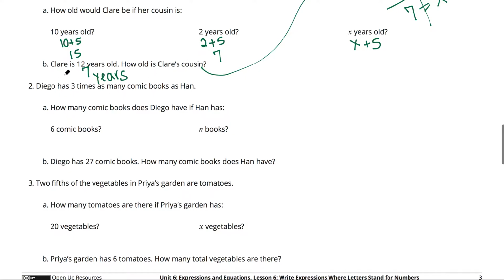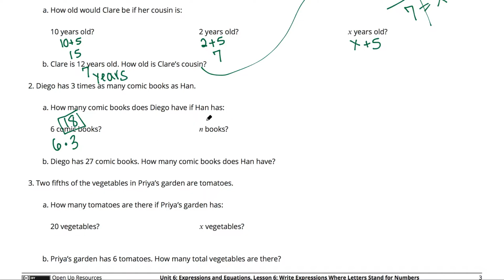We're going to do this one. Diego has 3 times as many comic books. How many comic books does Diego have if Han has 6 comic books? Well, we know this is going to be 6 times 3. So it's going to be 18.